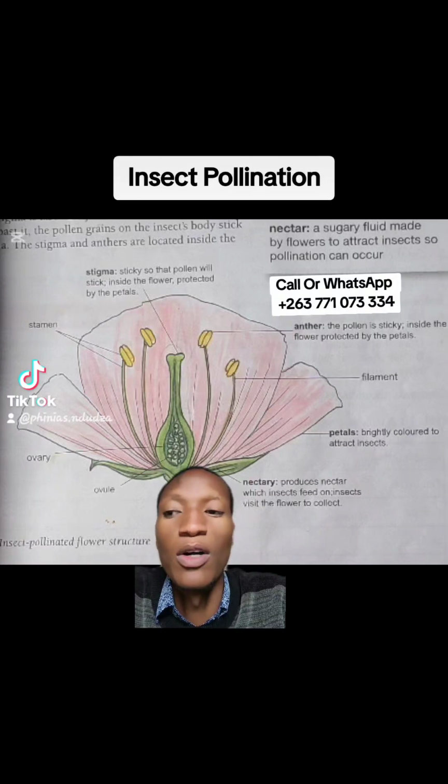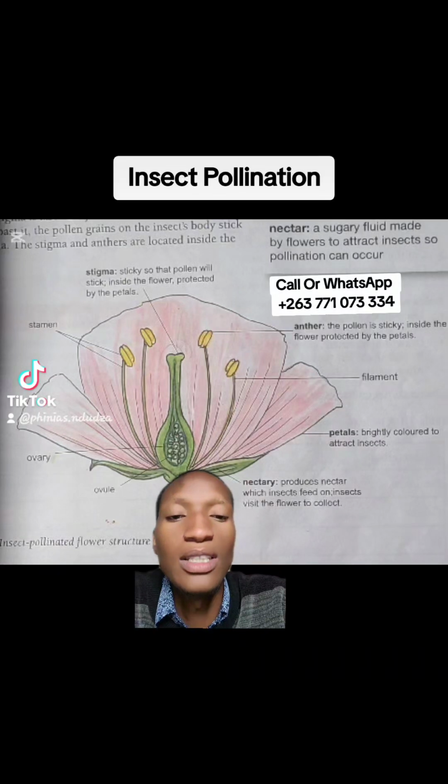We have what we call agents of pollination. Here we have two types of agents of pollination, that is insect and wind. Insect pollination is whereby insects are involved in the physical transfer of pollen grains from the anther to the stigma. As the pollen grains are being produced by the anther, they can be deposited on the stigma whenever insects such as bees and flies have that pollen on their legs or on their bodies.